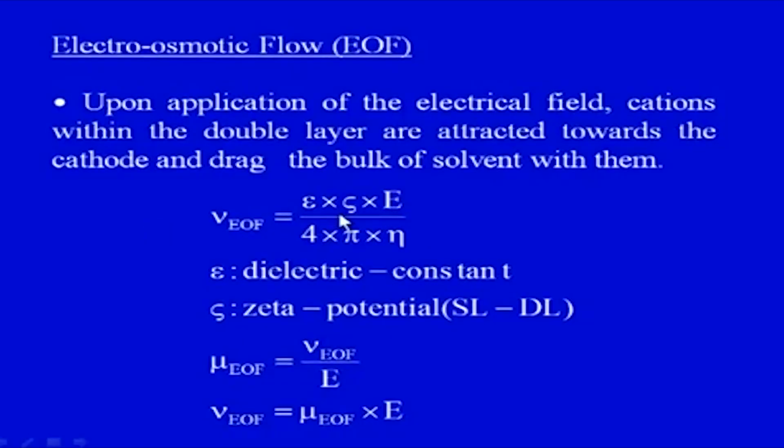So what is happening is dragging of the bulk of the solvent towards the cathode, and these are the equations for electroosmotic flow, which involve the dielectric constant, the zeta potential, the applied electric field, and the viscosity. These give you the electrophoretic mobility of the electroosmotic flow, which is the velocity of the electroosmotic flow divided by E, the applied electric field.